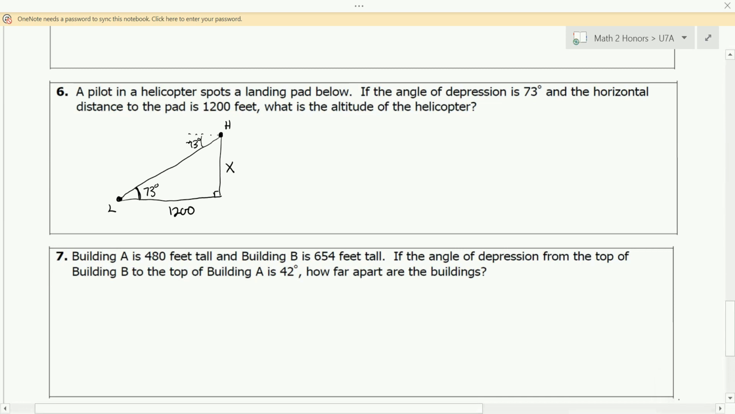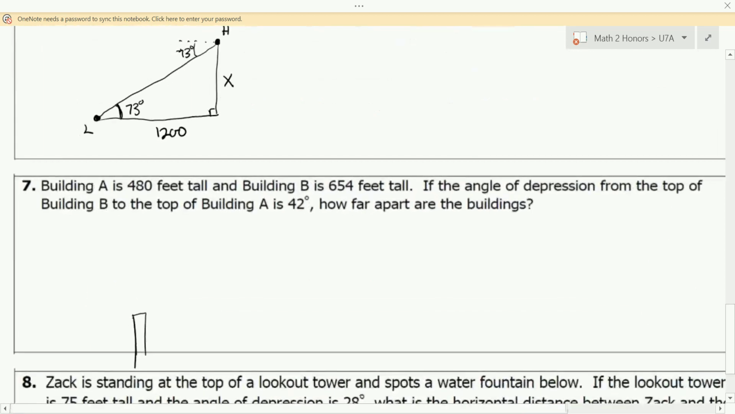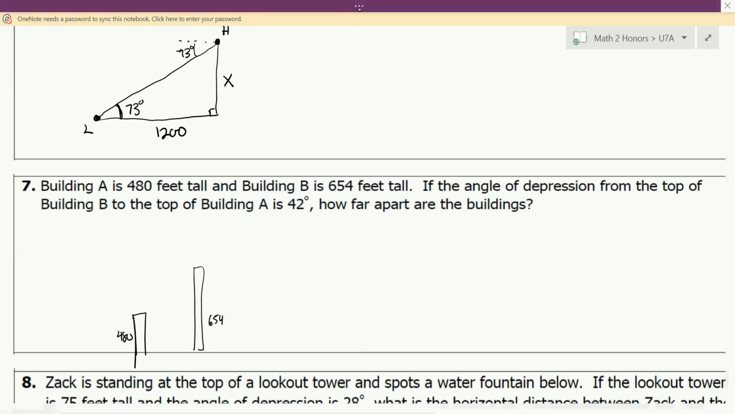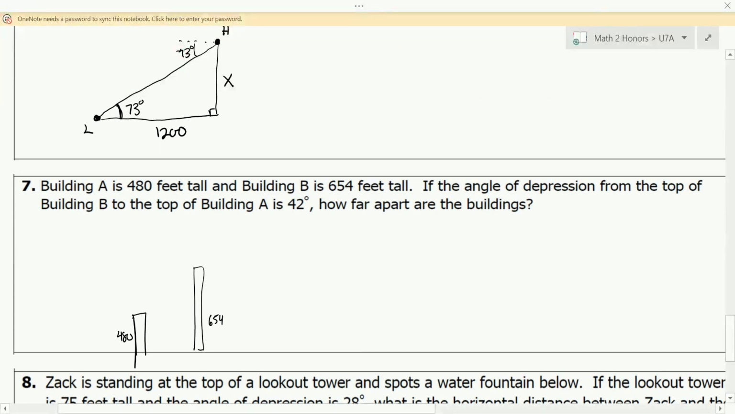All right. So you got 2 buildings, building A and building B. Building A is a little shorter, right? You got this disappearing building here. So building A is 480 feet tall. You got building B, 654 feet tall. And we're looking from top of building B to top of building A. And so top of building to top of building. So that's your line of sight there.